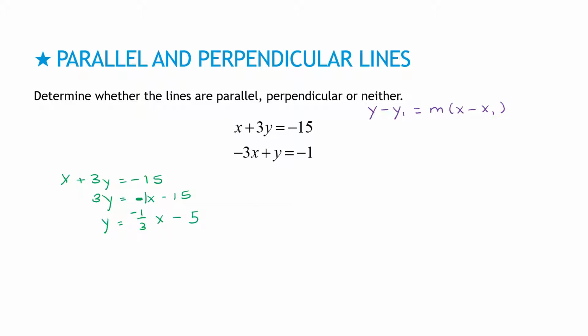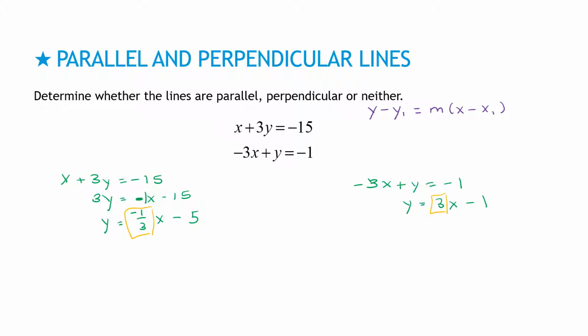My second equation, I have negative 3x plus y equals negative 1. I'm going to add 3x to each side. I get y equals 3x minus 1. So then I'm looking at negative 1/3 and positive 3.